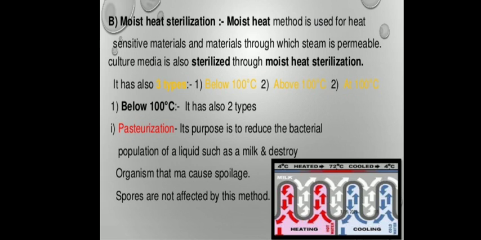We boil the milk at 72 degrees Celsius and sudden cooling is performed on that milk so that the milk will remain safe or of good quality for use. So the pasteurization technique is generally used to prevent spoilage or sterilize different substances, but in pasteurization spores are not affected; they remain unaffected.